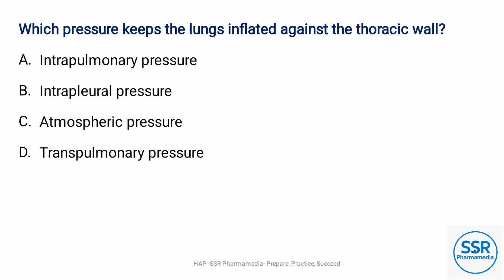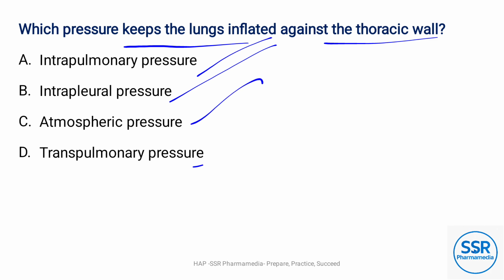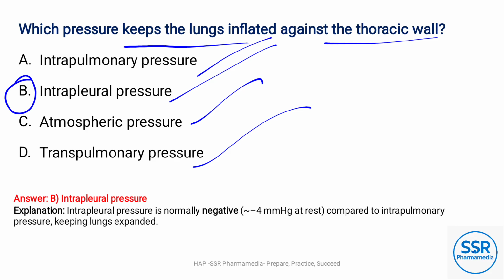Which pressure keeps the lungs inflated against the thoracic wall? Option A, intrapulmonary pressure. Option B, intrapleural pressure. Option C, atmospheric pressure. Option D, transpulmonary pressure. So the answer is option B, intrapleural pressure. Intrapleural pressure is normally negative, about minus 4 mmHg at rest compared to intrapulmonary pressure, keeping lungs expanded.